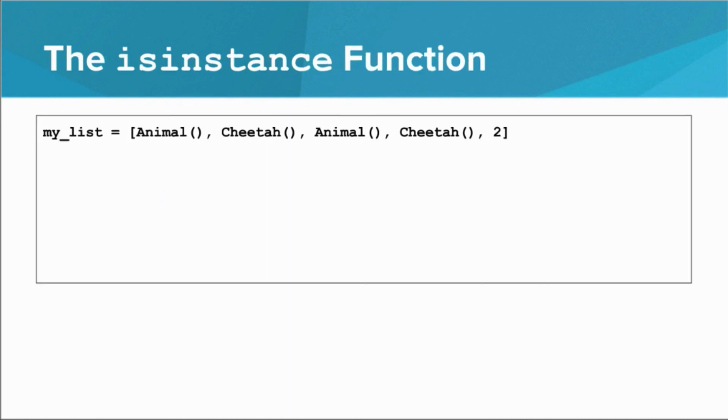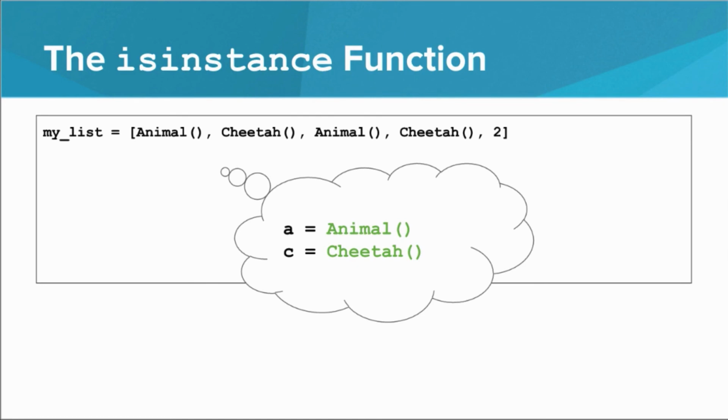Okay, break over. Let's look at this scenario. We create a list that has 5 things. The 0th and 2nd things are instances of animal. The 1st and 3rd things are instances of cheetah. And finally, the last thing is just the number 2. Notice that you can create anonymous instances of the animal and cheetah classes in this list. You don't actually have to assign them to variables. You can just create them using the name of the class and parentheses.